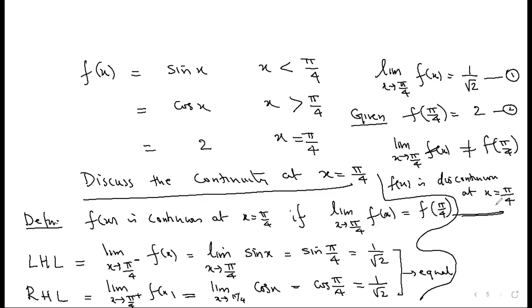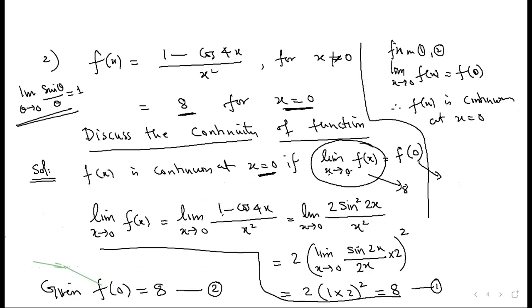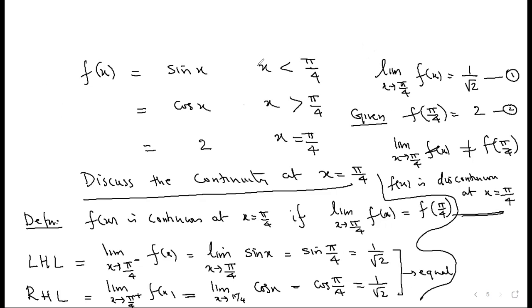Pi by 4 के आजू बाजू में आपको अलग अलग फंक्शन है. इधर देखो, x के 0 के आजू बाजू में एक ही फंक्शन है. 0 से कम है तो भी ये फंक्शन है, 0 से ज्यादा है तो भी ये फंक्शन है. लेकिन इधर pi by 4 से कम है तो ये फंक्शन है, pi by 4 से ज्यादा है तो ये फंक्शन है. अगर दो फंक्शन बाजू बाजू में आ रहे हैं तब दोनों लिमिट कैलकुलेट करना पड़ेगा. दो फंक्शन है तो 2 लिमिट, एक फंक्शन है तो 1 लिमिट. एकदम सिंपल.